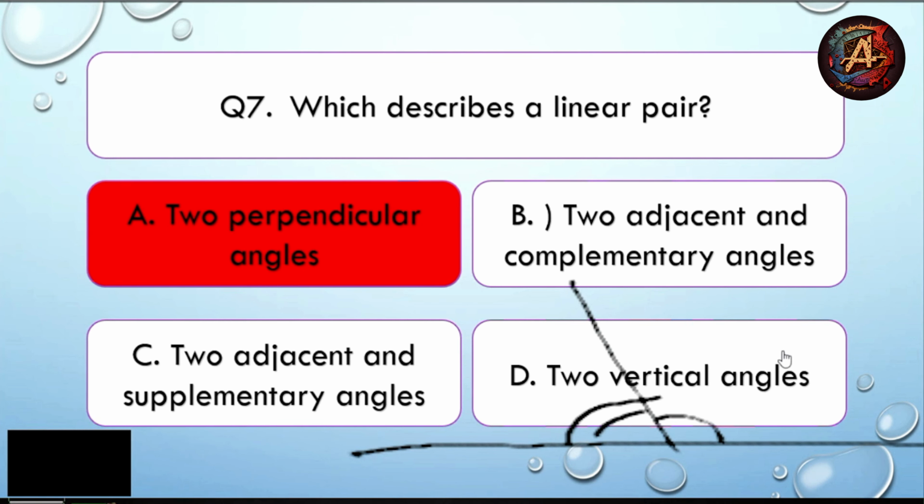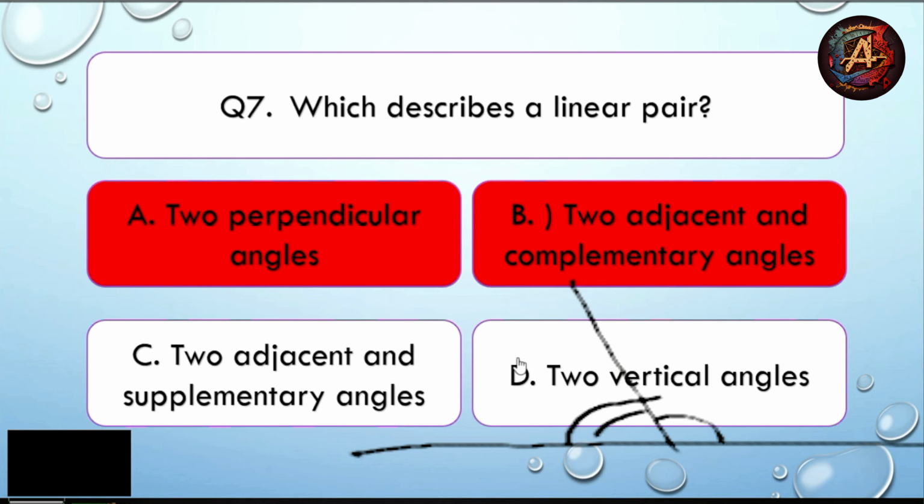When we talk about complementary angles, as I said earlier in our review, complementary angles are two angles that measure 90 degrees. Now, this is a straight line. This is not 90 degrees. Instead, this is 180 degrees. So, therefore, letter B is wrong.